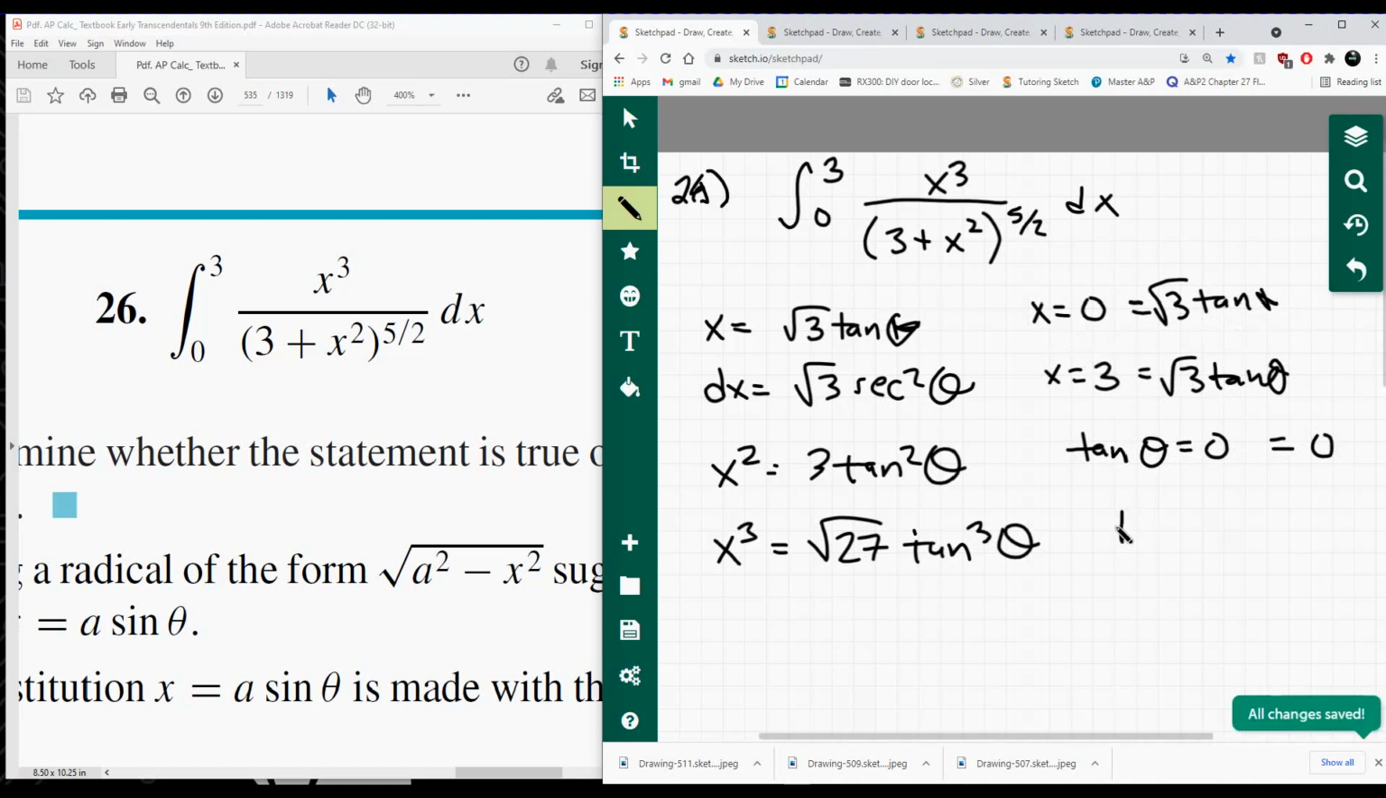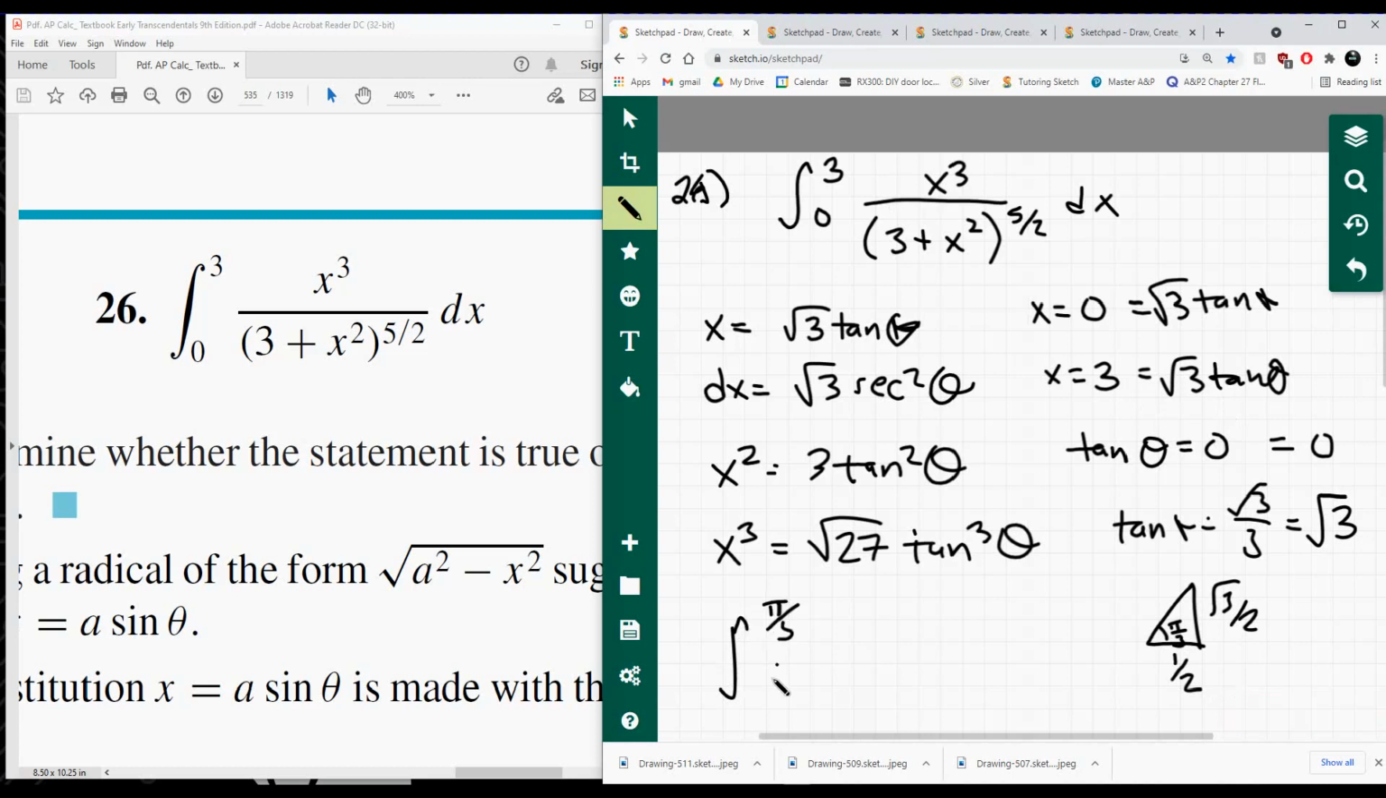For 3, we have tangent of theta is going to be equal to rad 3 over 3, which is just equal to radical 3. And so a radical 3 would be when we have a tall triangle in which we have this side as 1/2, this side as rad 3 over 2, and that's going to be the case when we have pi over 3. So therefore our limits are now from 0 to pi over 3, and the numerator is going to be equal to the radical 27 tangent cubed theta. Denominator, we will have 3 plus radical 3 tangent squared theta, and that's going to be 3 secant squared theta. And this 3 secant squared theta is going to be raised to the 5/2 power.